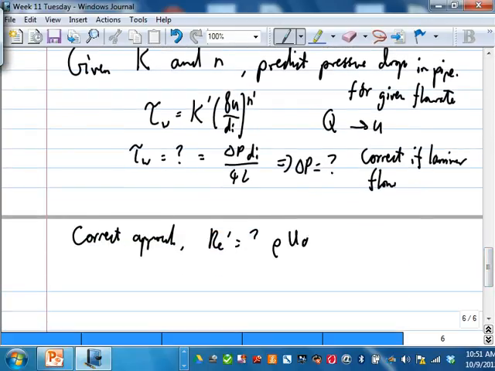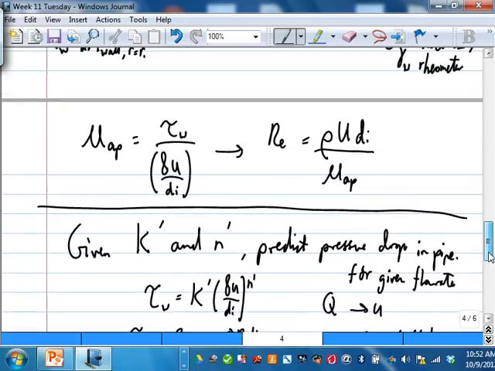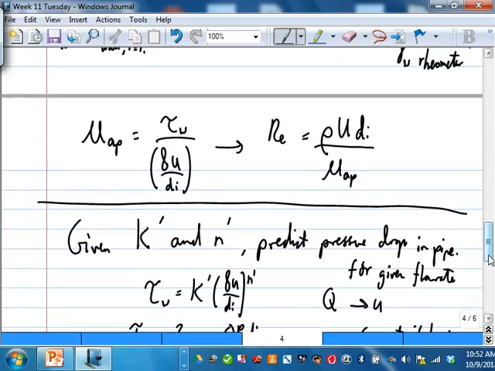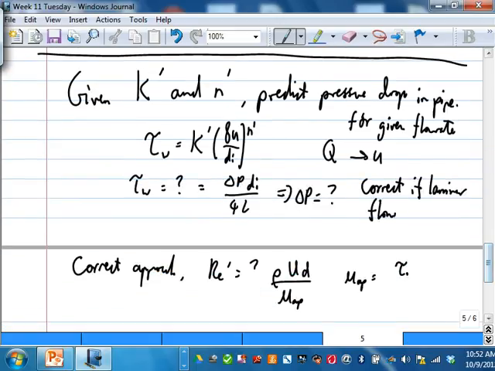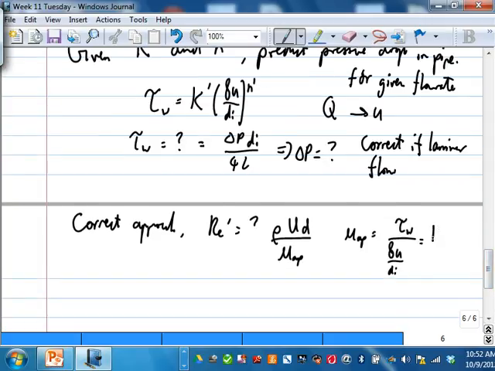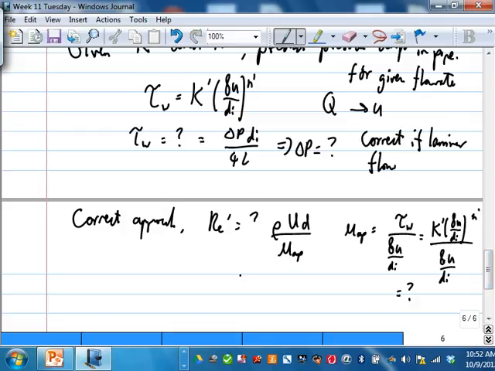Rho U D over mu AP. Mu AP is equal to shear stress on the wall over 8U over di, which is equal to K prime 8U over di to the n prime, because you do not know the shear stress on the wall yet. N prime over 8U over di. So this one you can find a number, you can put inside here, you can find this one.